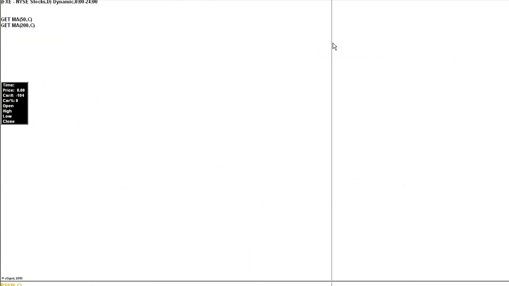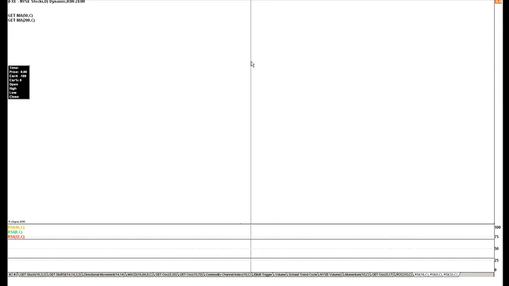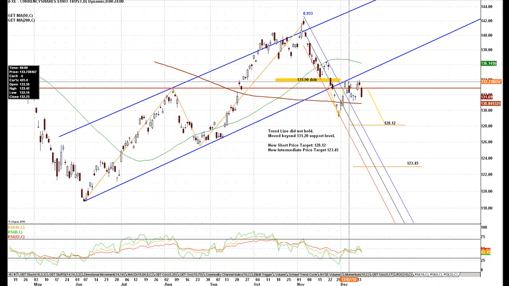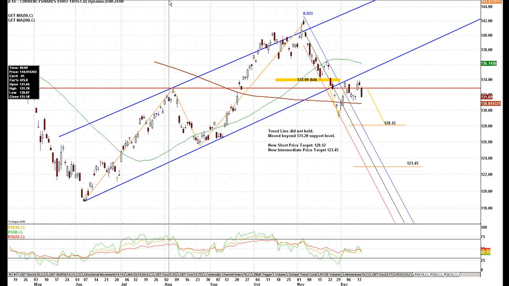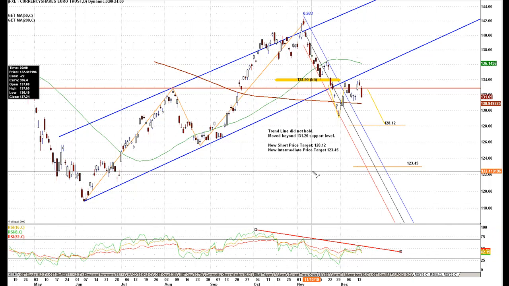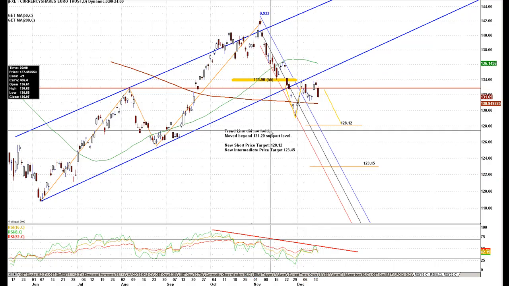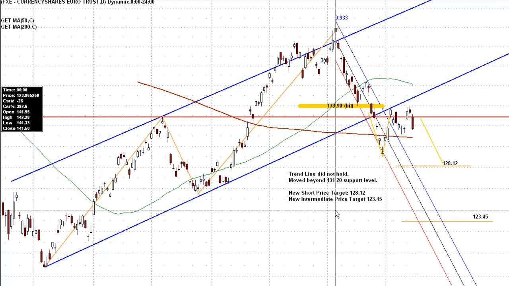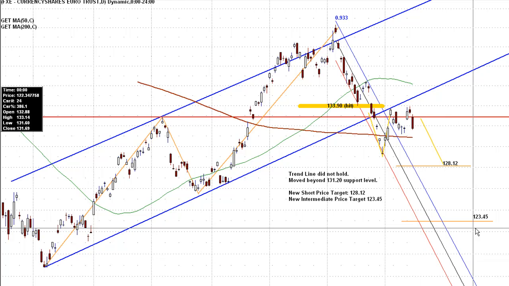Now the euro is the mirror image of the dollar, and the euro has shown some strength. It fell down beyond this trend line here, pulled back to this throwback that we talked about, tried to retest the throwback, and it's not finding a lot of strength. And again, if we look at this RSI, the Relative Strength Index, we're seeing a clear divergence here. So our price targets still remain a short-term price target of 128.12, intermediate of 123.45.